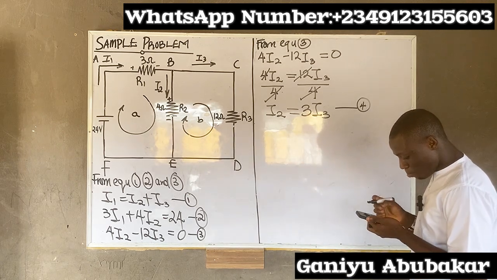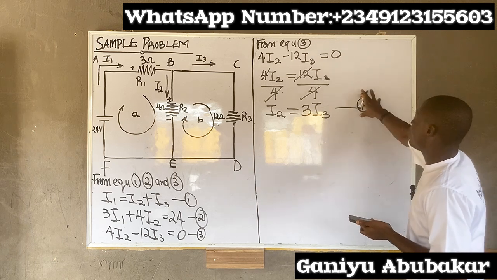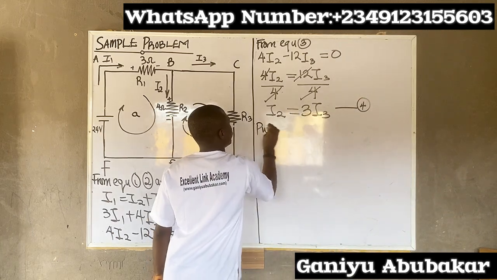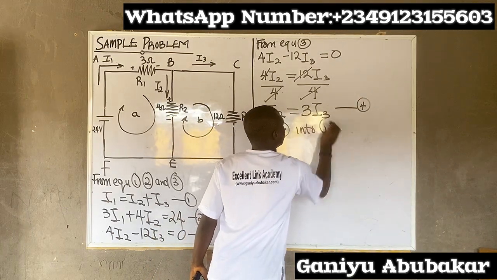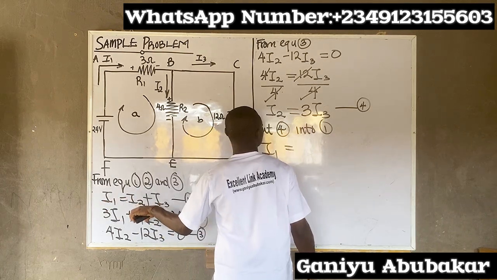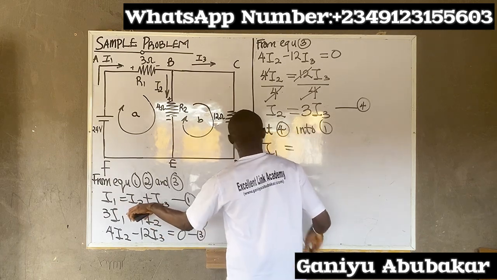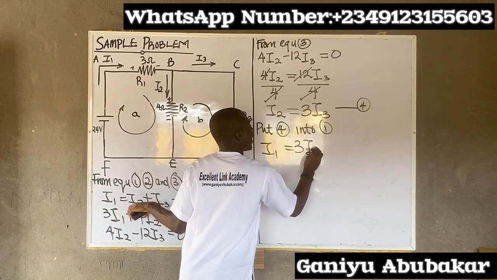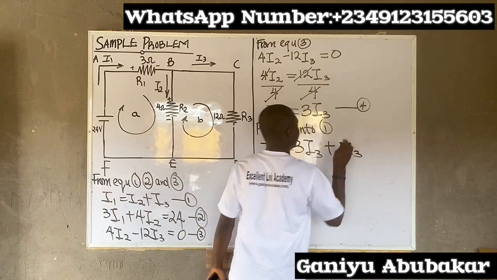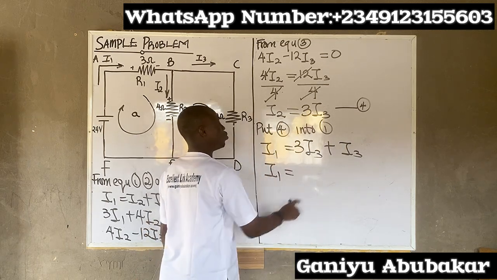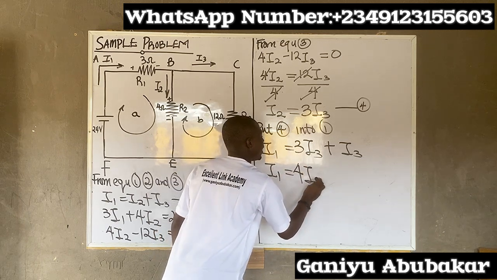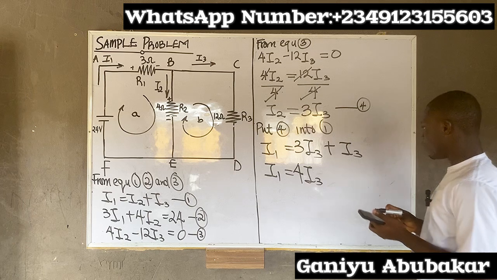Next task, I'll put equation 4 into equation 1. So put 4 into 1. What do I get there? I1 equal to I2 plus I3, and I2 is 3I3. So that's 3I3 plus I3. I1 equals 1 plus 3, that's 4. This gives you 4I3. So note that I1 equal to 4I3.